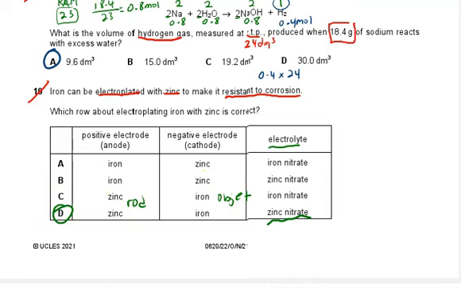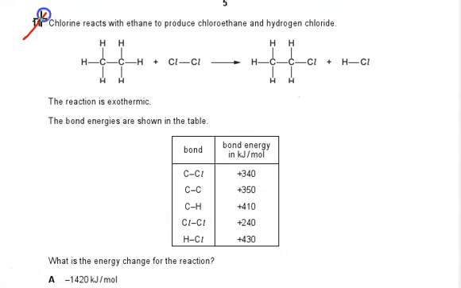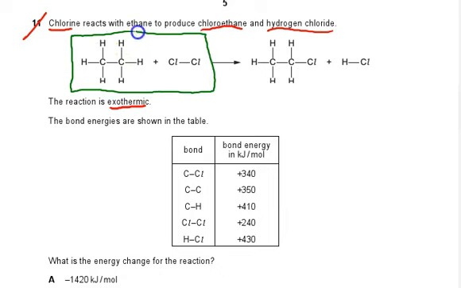Okay, now we move on with number 11. Chlorine reacts with ethane to produce chloroethane and hydrogen chloride. The reaction is exothermic. So for now, the reactants will absorb energy. So I just write it down here. It absorbs energy to break the bonds.